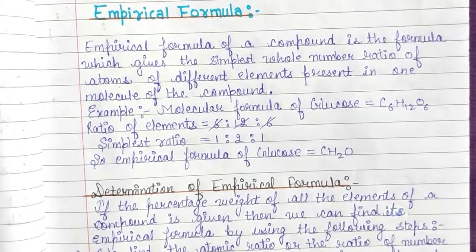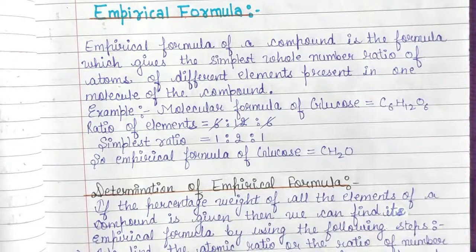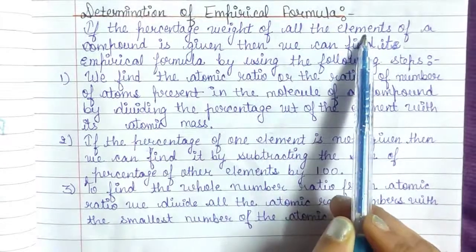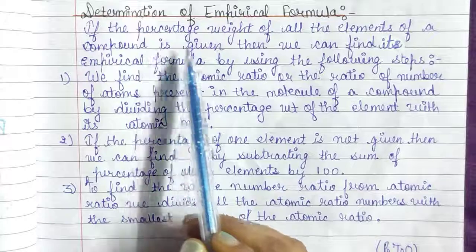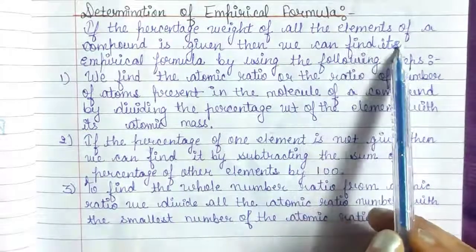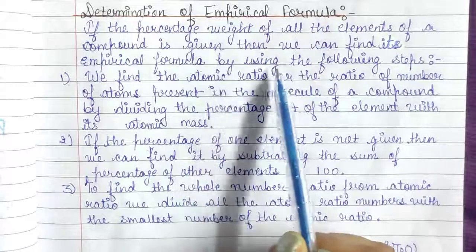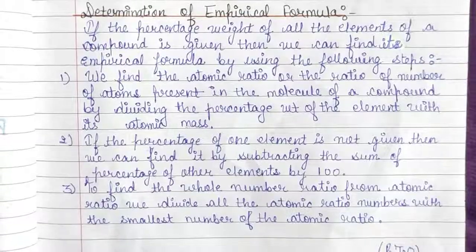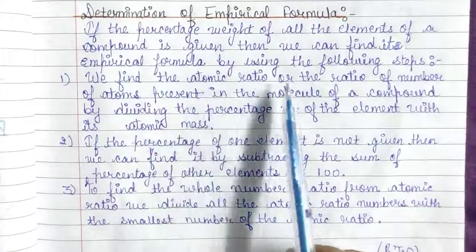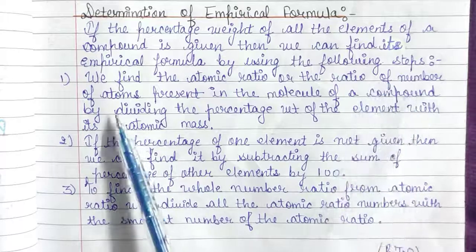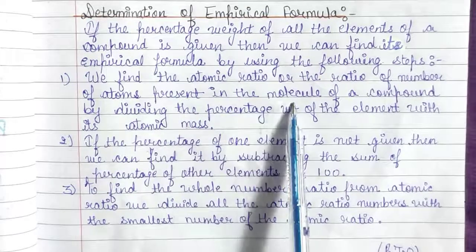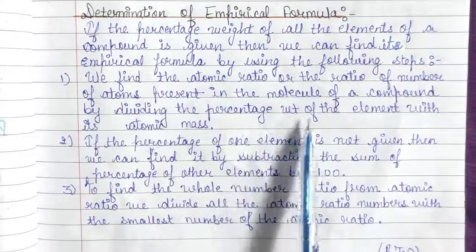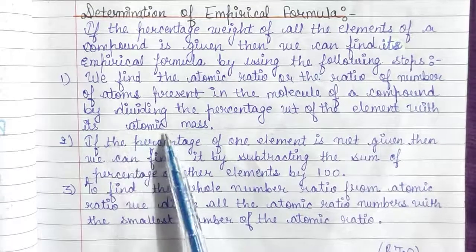Now we will do the determination of empirical formula. If the percentage weight of all the elements of a compound is given, then we can find its empirical formula by using the following steps. Step number one: we find the atomic ratio, or the ratio of the number of atoms present in the molecule of a compound, by dividing the percentage weight of the element by its atomic mass.